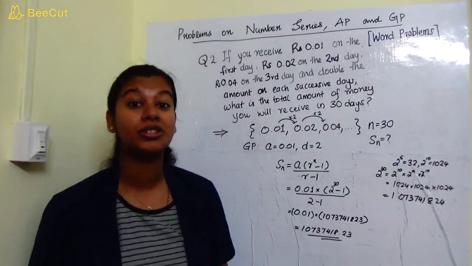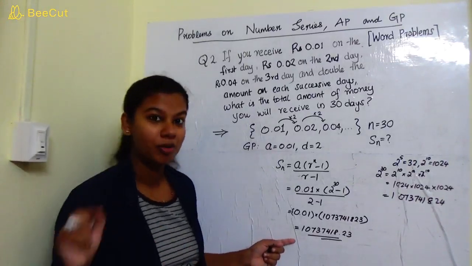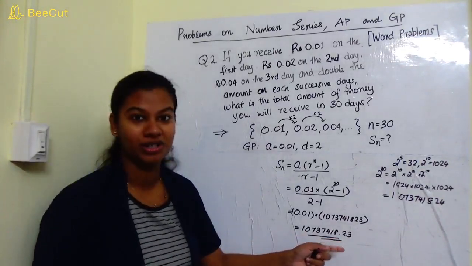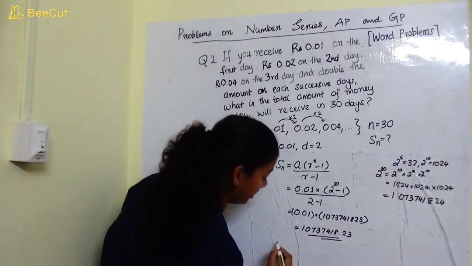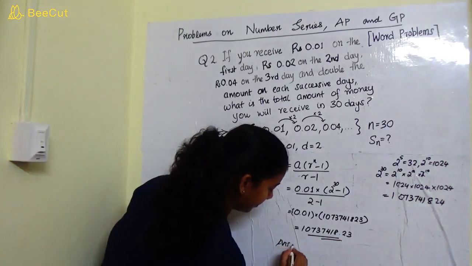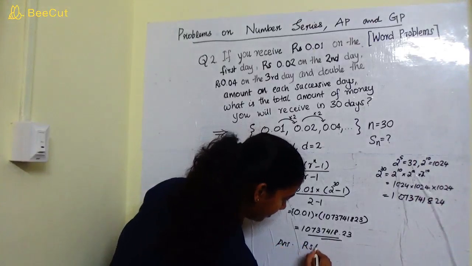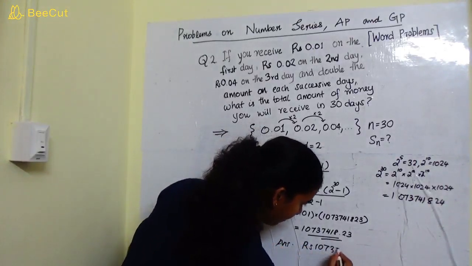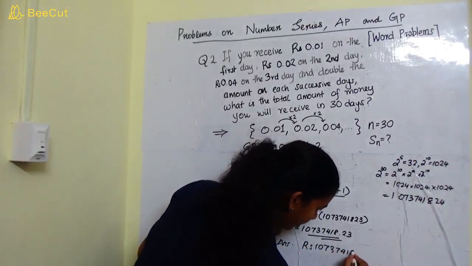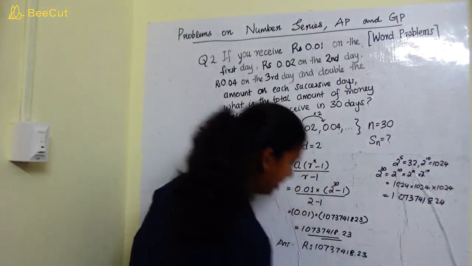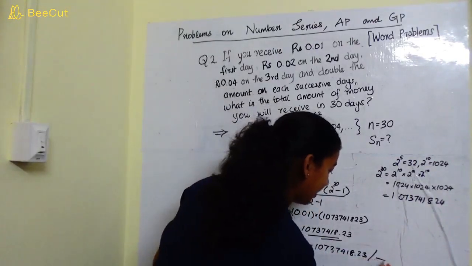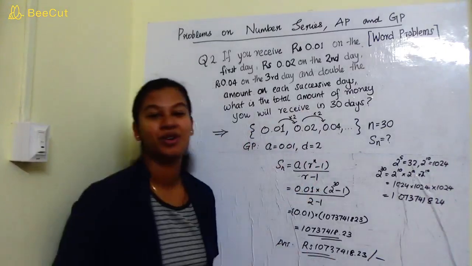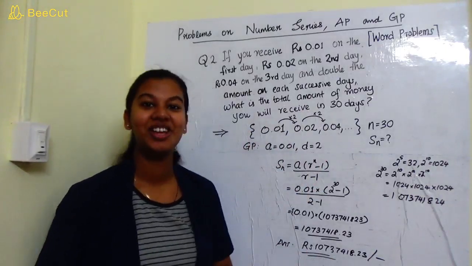Okay. And please note down that in the options, it is an amount. That is, you have to mention the answer is rupees 10737418.23. Don't forget the rupees. That is, you have to mention the unit.